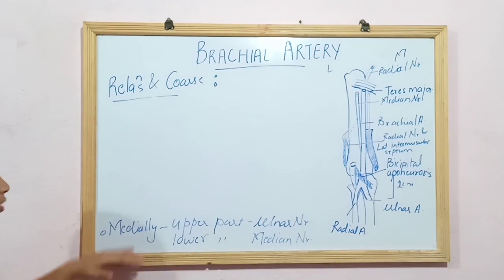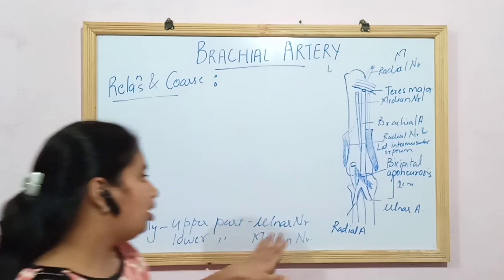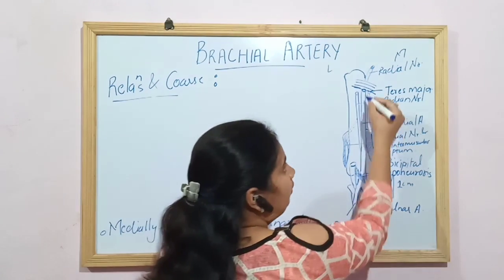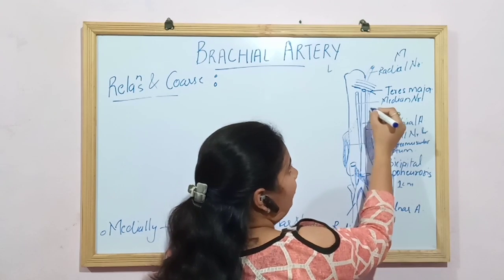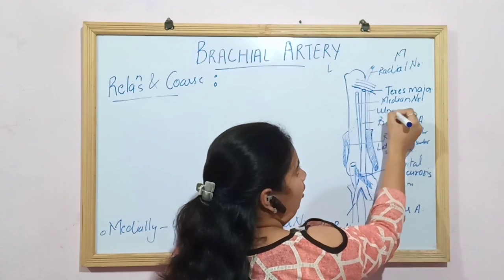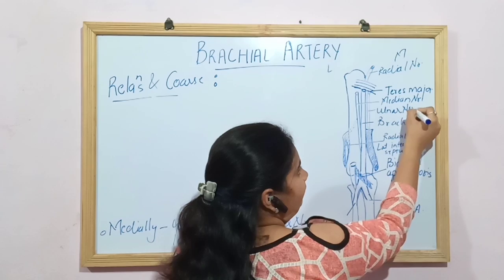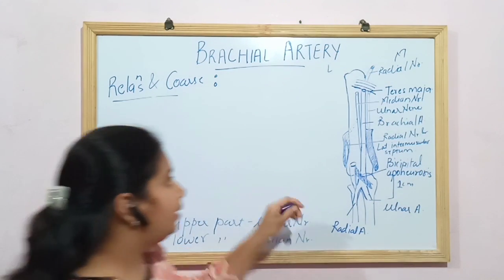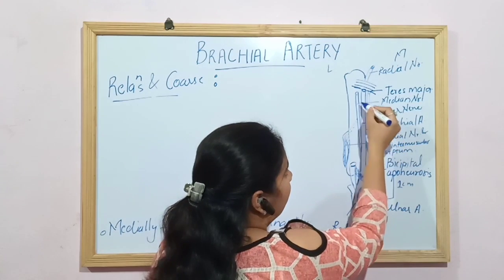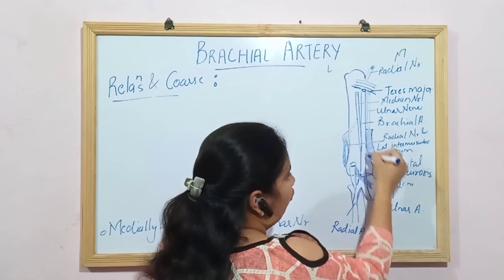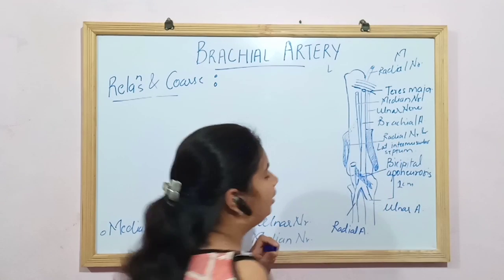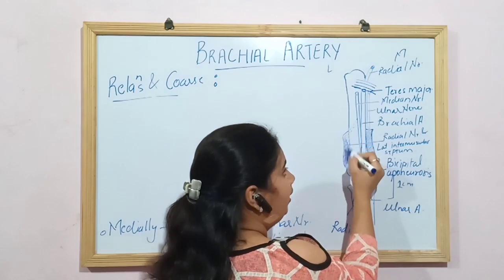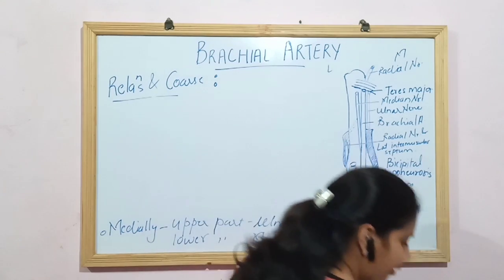Now moving on towards the medial part. Medially, over the upper part, it is in relation with the ulnar nerve. This one is your median nerve and this one is your ulnar nerve. In the lower part, it is in relation with the median nerve. This is your radial nerve and the lateral intermuscular septum.